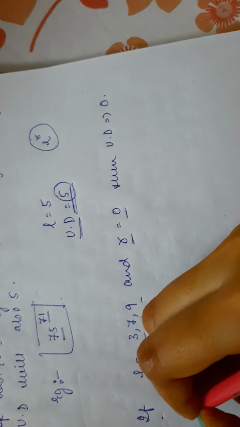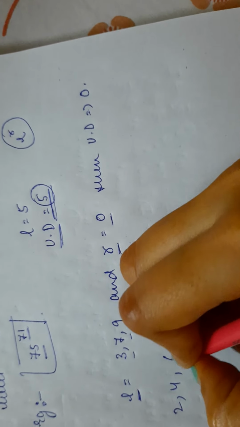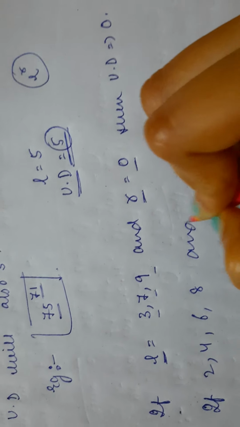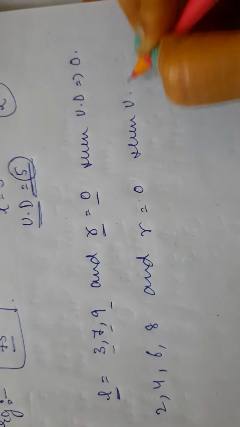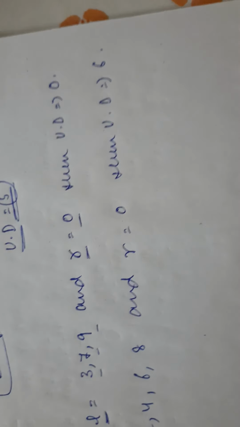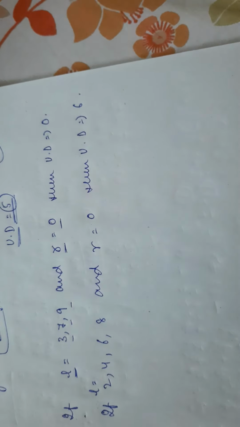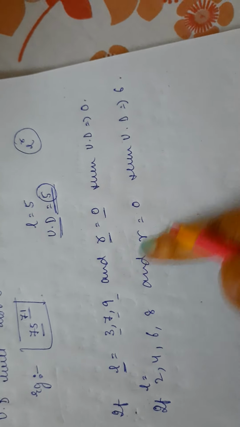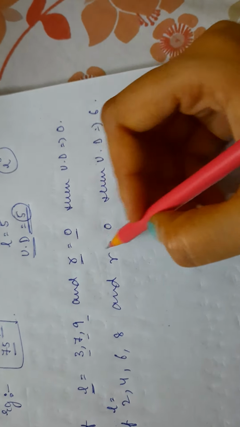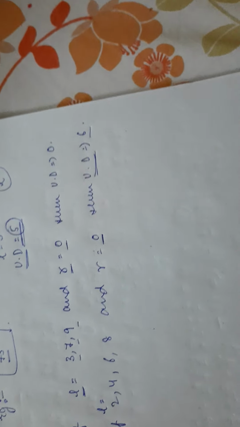Then again, if your last digit L is 2, 4, 6, or 8 and the remainder is 0, then your unit digit will be 6. Again, I'm repeating, if your L is 2, 4, 6, or 8 and after getting your cyclicity you are getting the remainder as 0, then your unit digit will be 6.